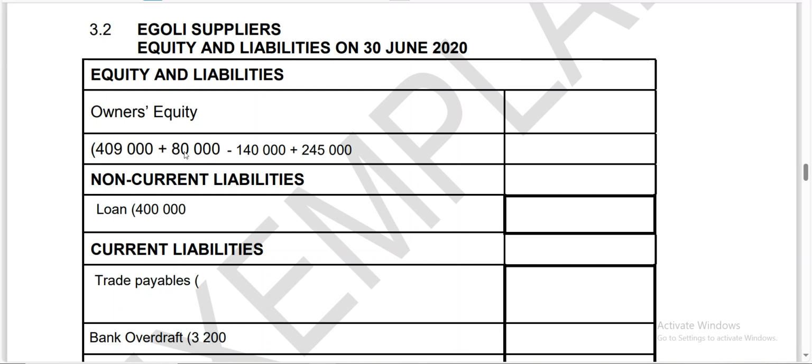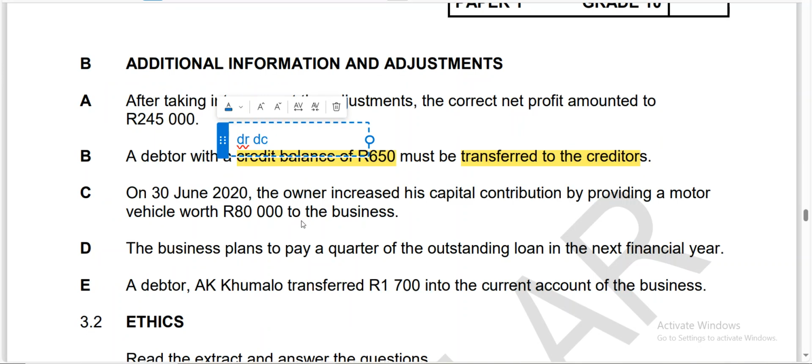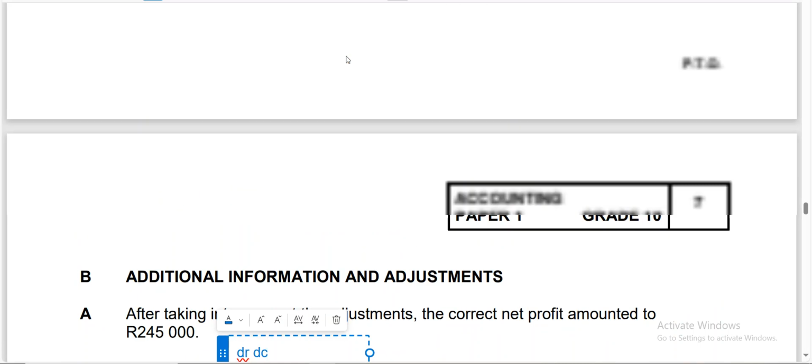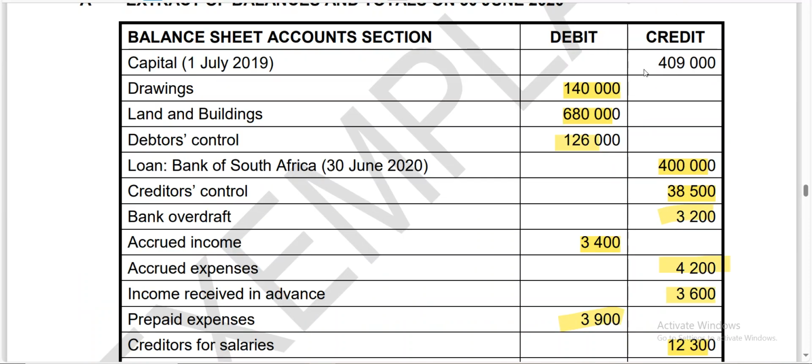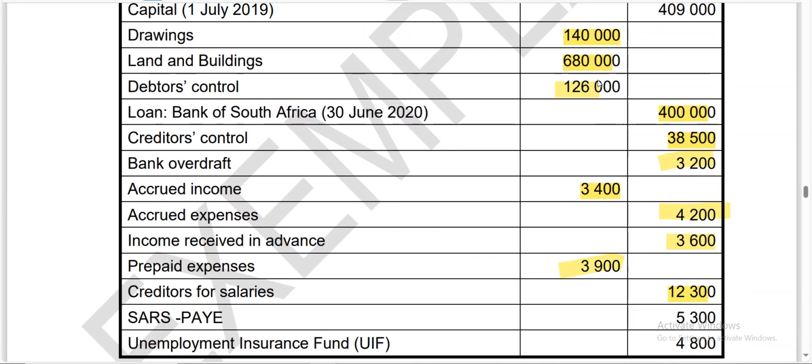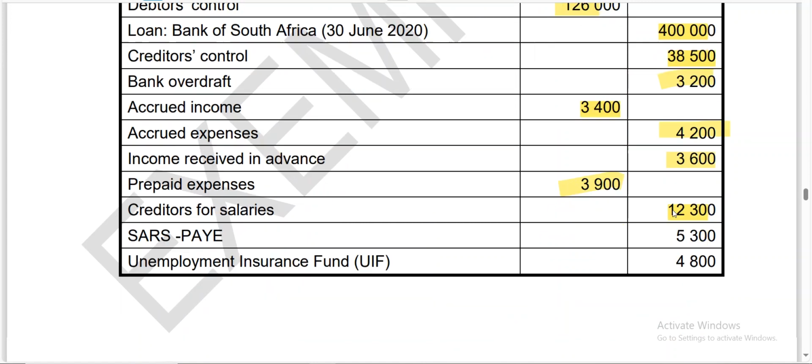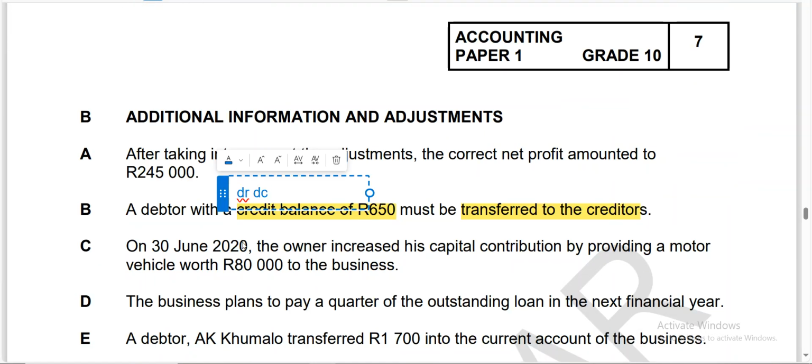The 80,000 has already been recorded, so it means that we need to be very careful. You are not going to record it, because they have already recorded it for you. And also, if you look at your trial balance, there's nowhere else where they have 80,000. So it shows you that that 80,000 comes from the additional capital contribution. So please make sure that you don't repeat some of the information that they've recorded.